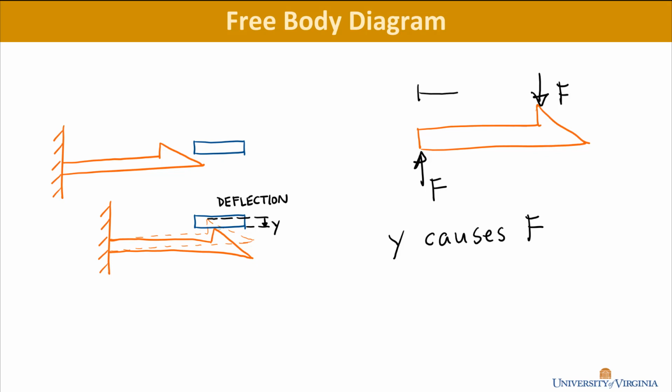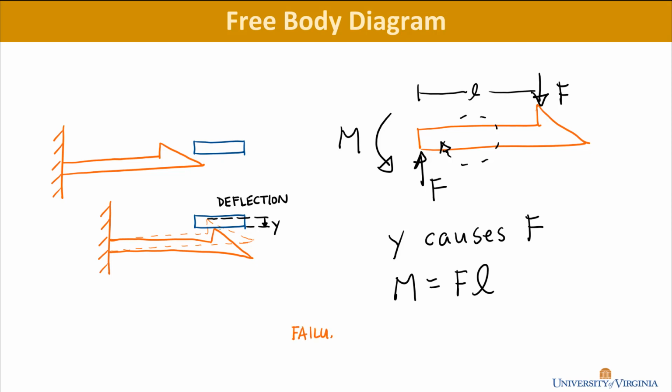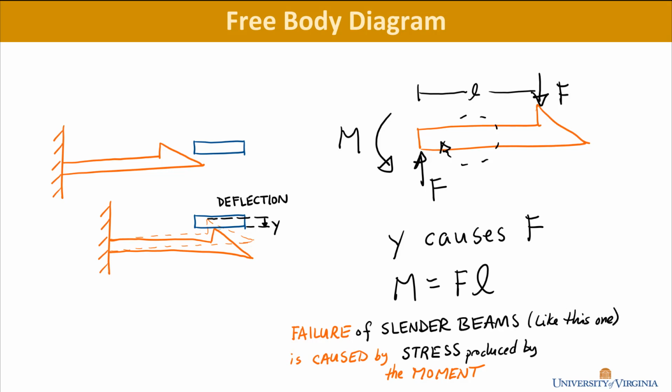Now, these forces are acting across a length. And because they act across a length, you could imagine that they could make this part spin, like rotate around. And so the way we model that in a free body diagram is that there has to be something countering that. And the thing countering that is called the moment, M. And the moment is simply the force times the length. Failure, in the case of a cantilever beam, is caused by the moment. And more fully stated, failure of a long, slender beam like this one is caused by the stress, which is produced by the moment.